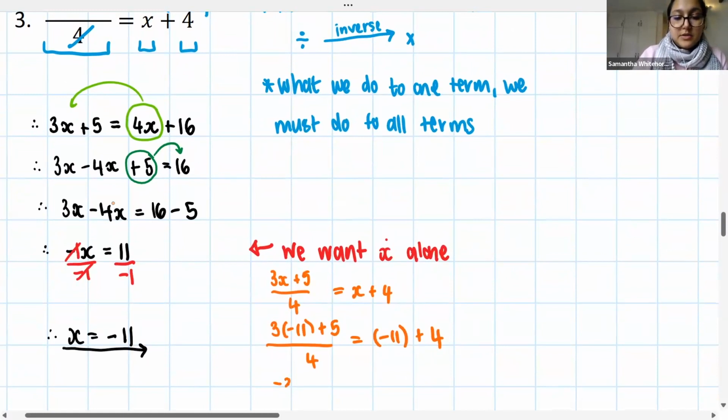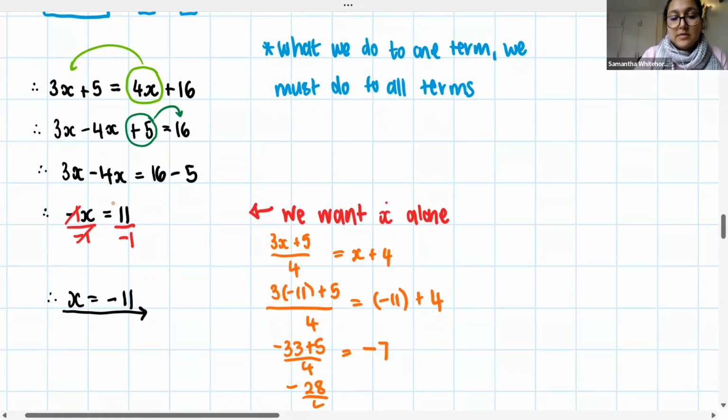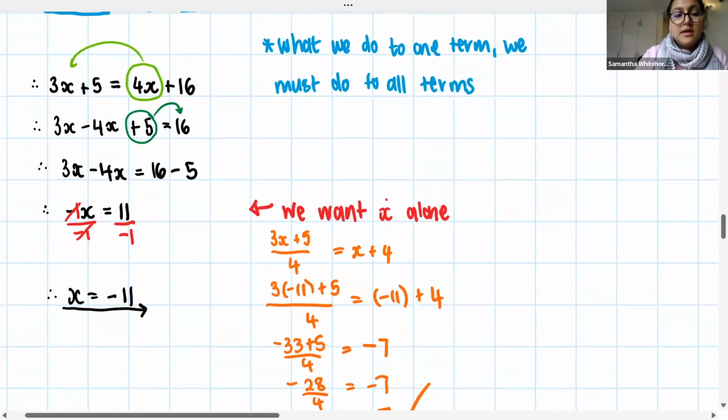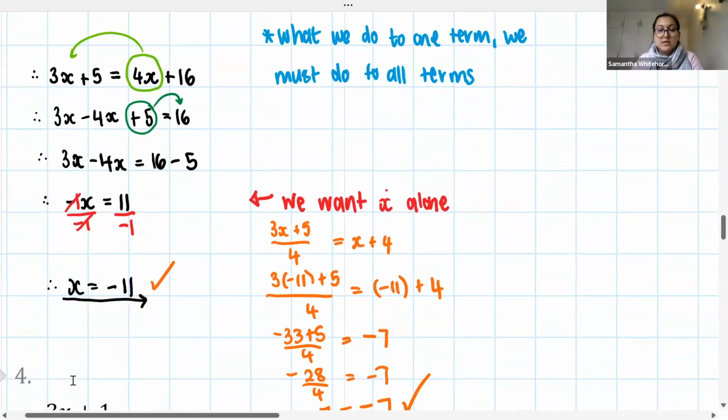Negative 11 times 3 is negative 33 plus 5 over 4 is equal to negative 11 plus 4, which is negative 7, so sorry. Negative 33 plus 5 is negative 28, divided by 4 is equal to negative 7. And negative 28 divided by 4 is negative 7. Negative 7 is equal to negative 7, and so our answer here of x equals negative 11 is correct.